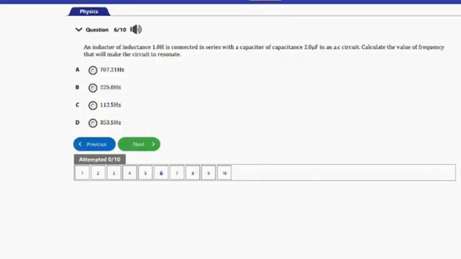So guys, the next question we have here is question number 6. It says, an inductor of inductance 1.0 H is connected in series with a capacitor of capacitance 2.0 microfarads in an AC circuit. Calculate the value of frequency that will make the circuit resonate. So guys, the frequency here of this circuit will be F0 is equal to 1 over 2 pi square root of LC. So that's 1 over 2 pi root LC.